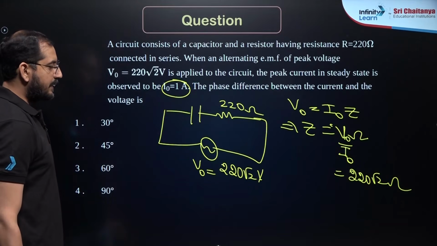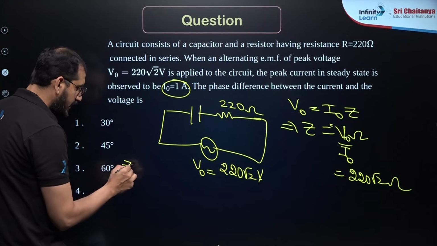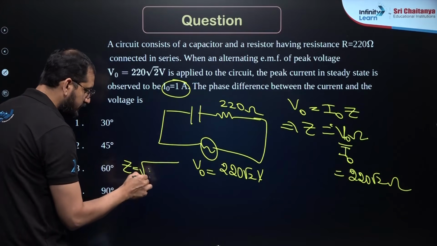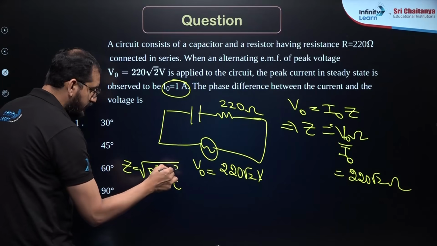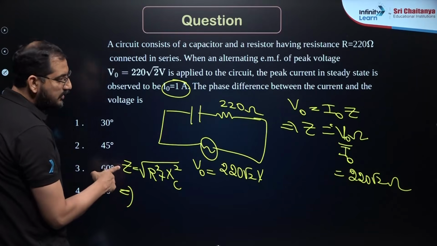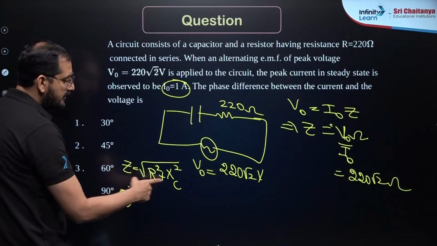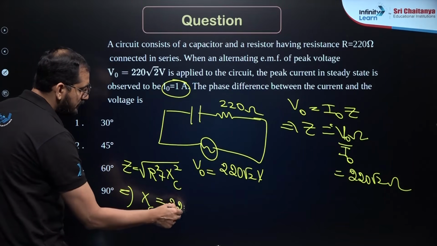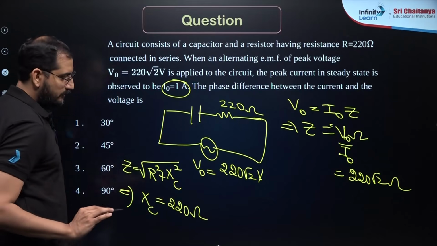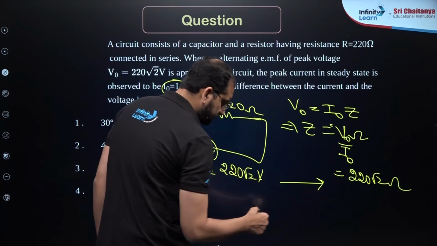And I also know that Z is equal to square root of R square plus XC square. Substitute Z as 220 root 2. R is 220. So from here, XC will also come out to be 220 ohm. Let's see the phasor diagram.